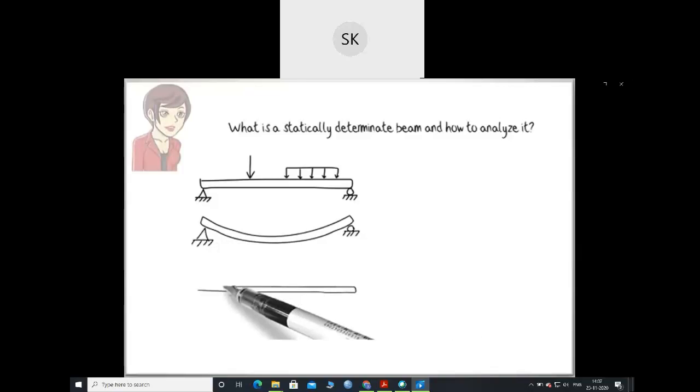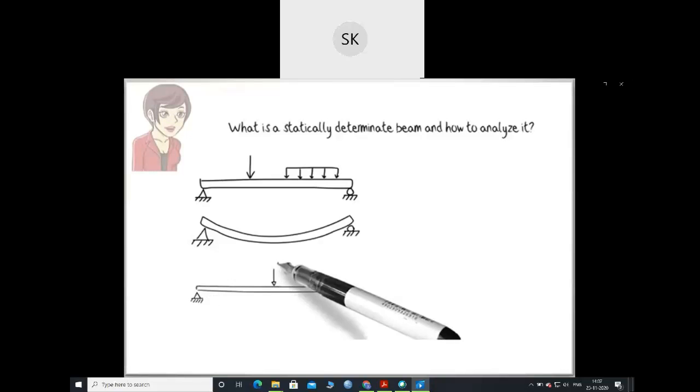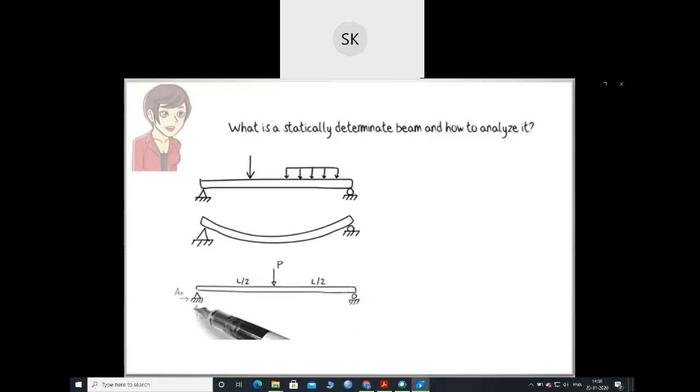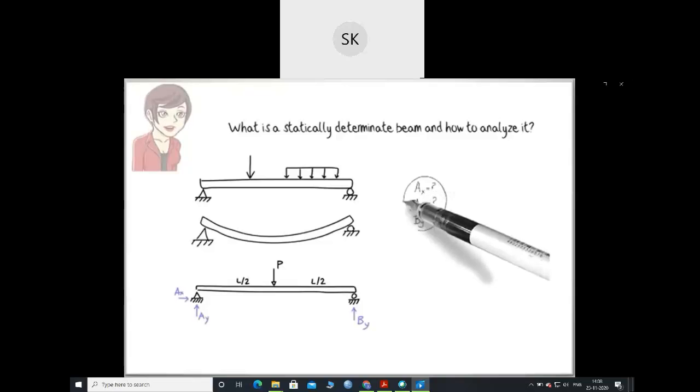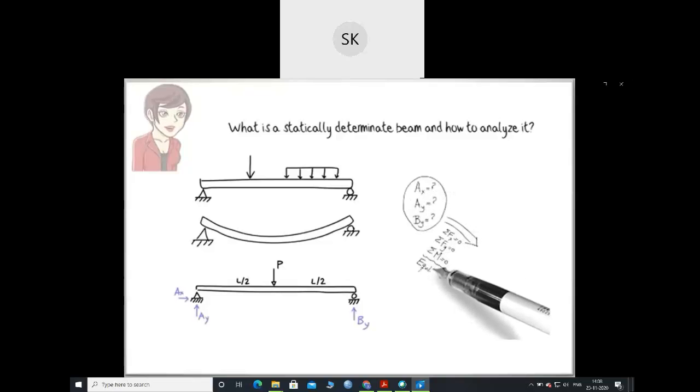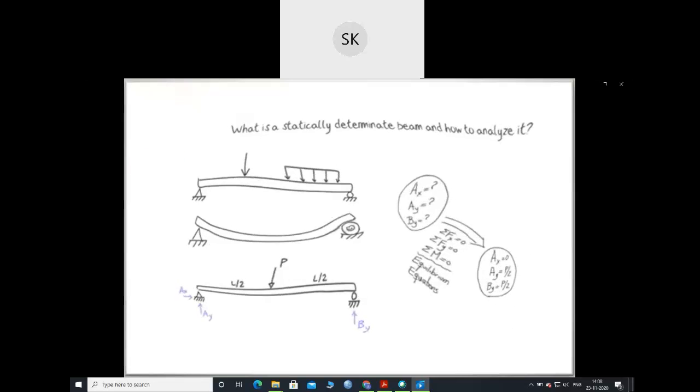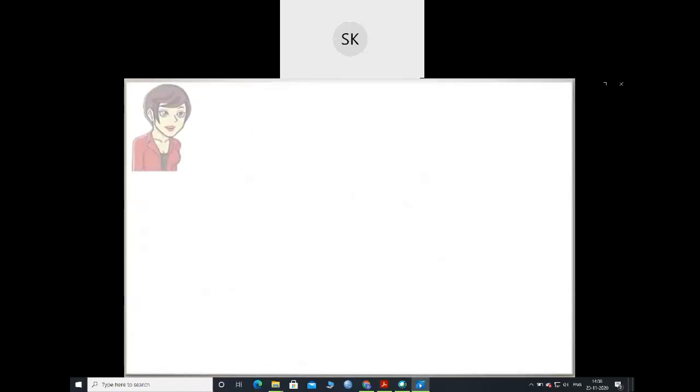The analysis of such a beam involves calculating its support reactions. In this example, beam analysis entails calculating the three support reactions, AX, AY, and BY. Then, what is a statically determinate beam? A beam is called statically determinate if its unknown reactions can be calculated solely using the equilibrium equations. Now, how do we analyze such a beam?